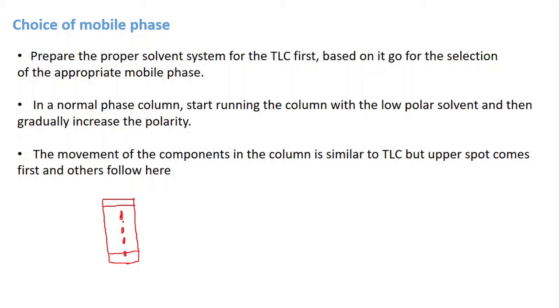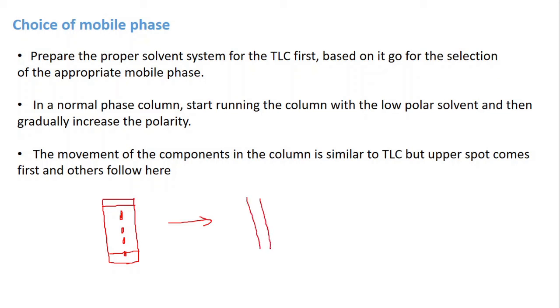Then you should optimize the mobile phase so as to get a better TLC. After getting a better TLC, you should proceed. So you have three components: top one, middle one, and lower one. Now we have visualized using TLC. Now you can set up a column. Now you can go for column chromatography.